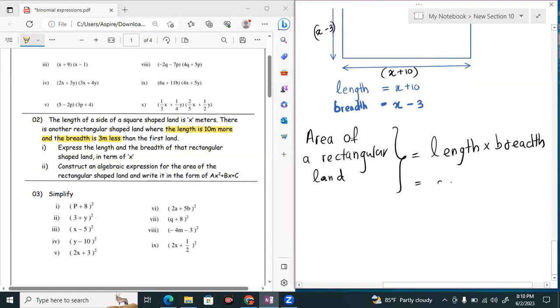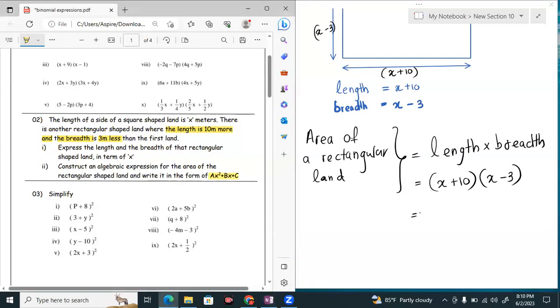Length is x added 10. Breadth is x subtract 3. Then you have to express this as a trinomial quadratic expression. Then expand this as we did in the previous exercise.